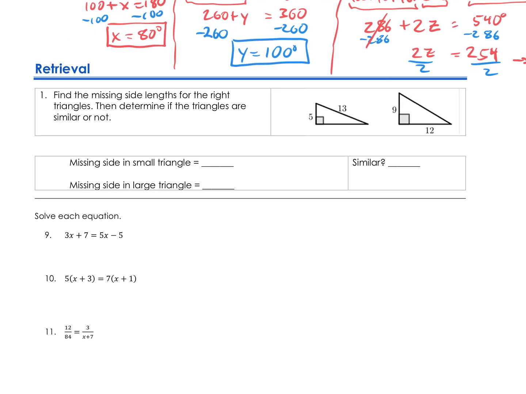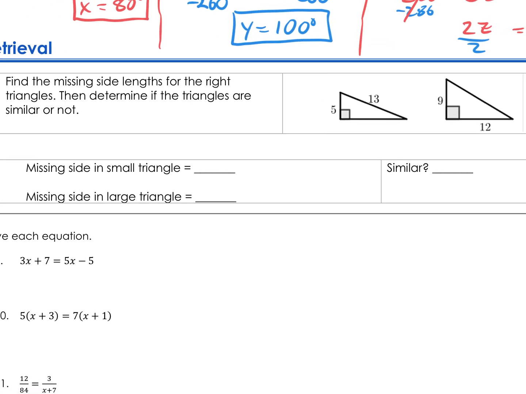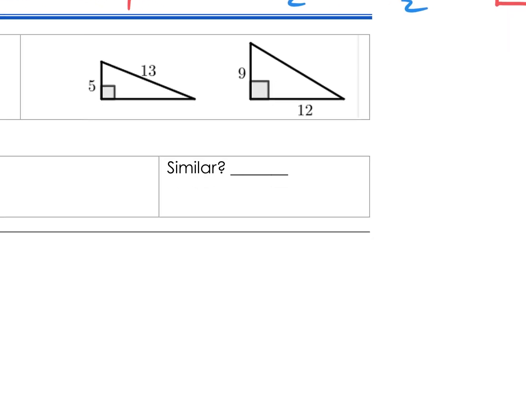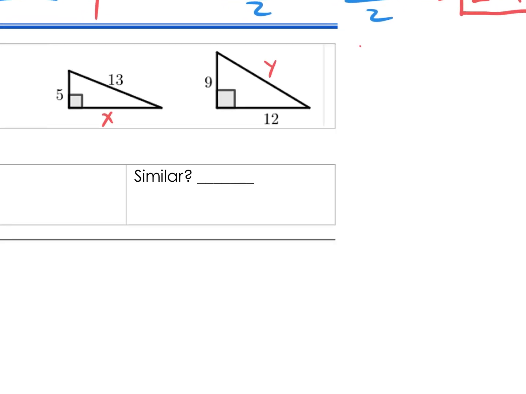All right. Let's go ahead and work on it together. We're going to use the Pythagorean theorem here to find the missing lengths. And then we're going to decide if they're similar or not. So let's find some missing lengths. Here we've got a missing side. Maybe I'll call that x. Maybe I'll call this y. We need to use the Pythagorean theorem. The Pythagorean theorem says a squared plus b squared equals c squared.